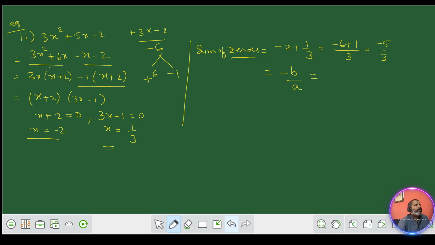What is b? Okay, I forgot to take a, b, c there. You can write here a is 3, b is 5, c is minus 2. Compare this with ax square plus bx plus c. Just compare it, you get it. Then substitute the values.